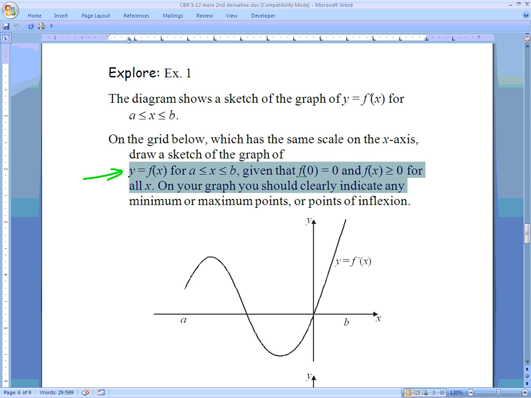Given that f of 0 equals 0, and f of x is greater than or equal to 0 for all x. So what does that mean? At an input of 0, we have an output of 0, meaning that our graph is going to go through the origin, and all of our y values, or our output, f of x values, are greater than or equal to 0, which means we'll never go below the x-axis. We want to indicate minimums and maximums, as well as any points of inflection. Interesting. All right.